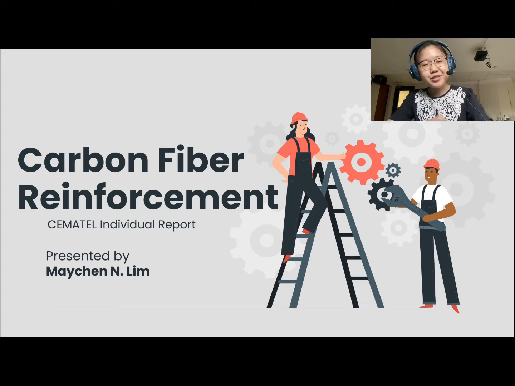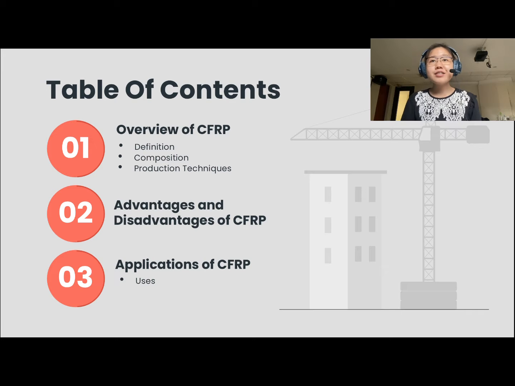The main challenge for civil engineers is to reduce the weight of their materials, increase their spans, and build higher. So this motivates civil engineers to develop materials that are lighter, thus pushing for the development of composite materials. This report consists of the overview of CFRP, which is short for carbon fiber reinforcement polymer, its definition, compositions, and production techniques, as well as the advantages and disadvantages, and lastly, its applications.